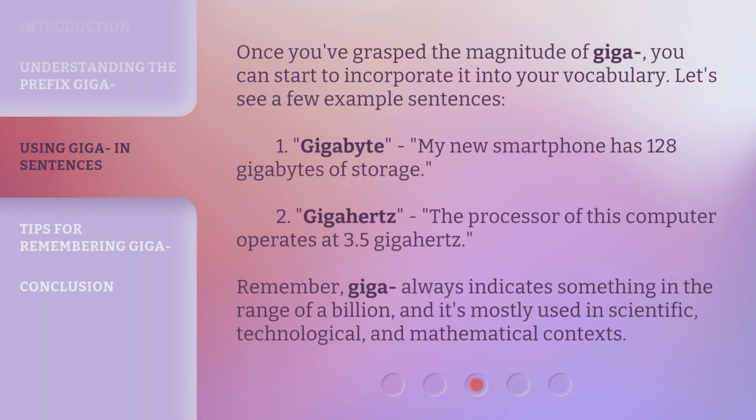Once you've grasped the magnitude of giga, you can start to incorporate it into your vocabulary. Let's see a few example sentences. 1. Gigabyte. My new smartphone has 128 gigabytes of storage. 2. Gigahertz. The processor of this computer operates at 3.5 gigahertz.